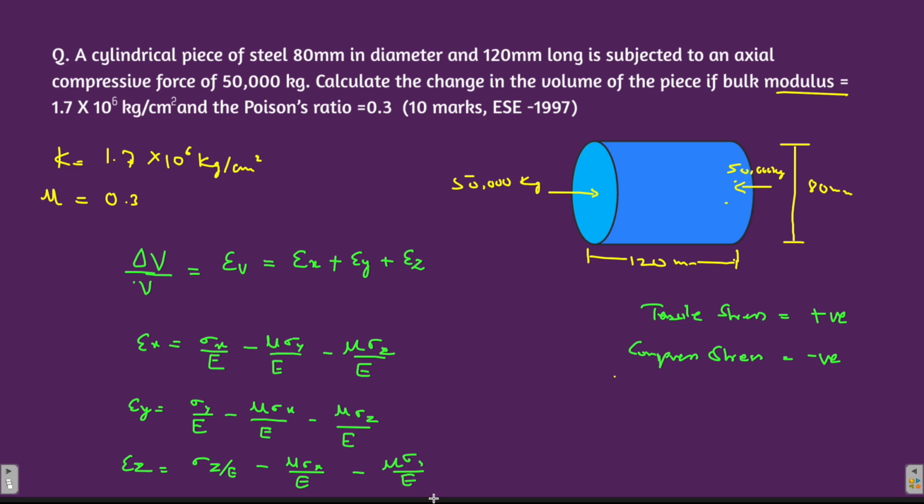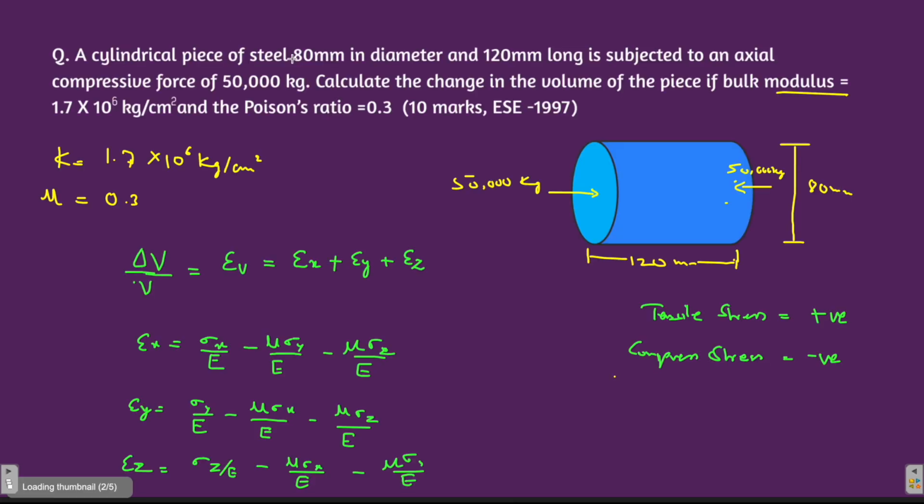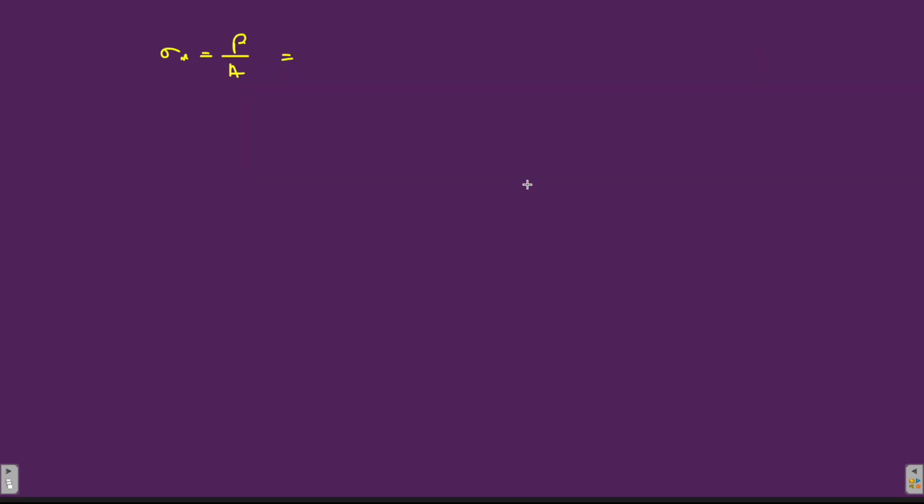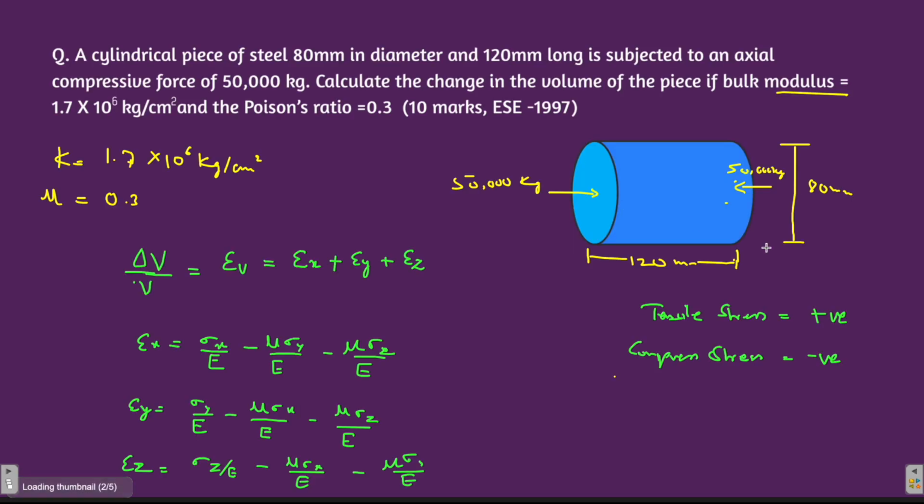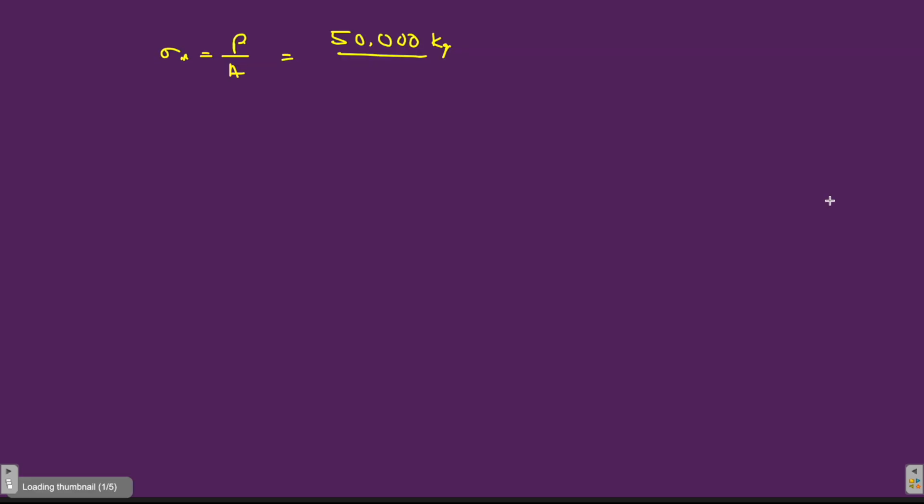So what will be the stress in x direction? Stress will be force per unit area, right? What is force? Force is given to you as 50,000 kg. So 50,000 is the force applied on the area. What is the area? We have been given the diameter, right? And the diameter is 80 mm. So the area is pi by 4 d square.